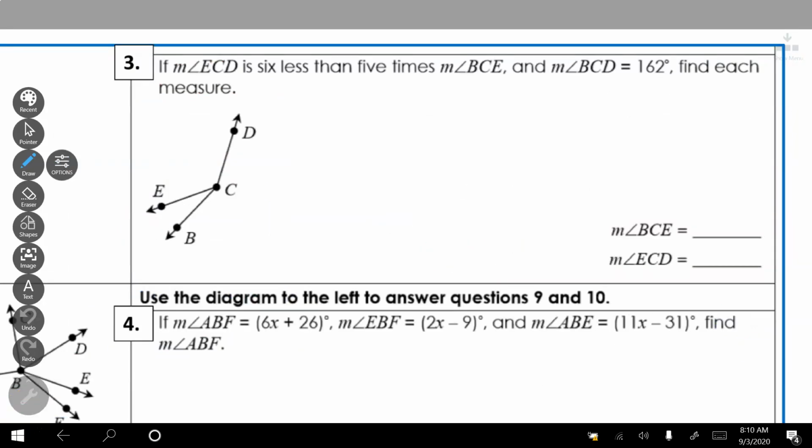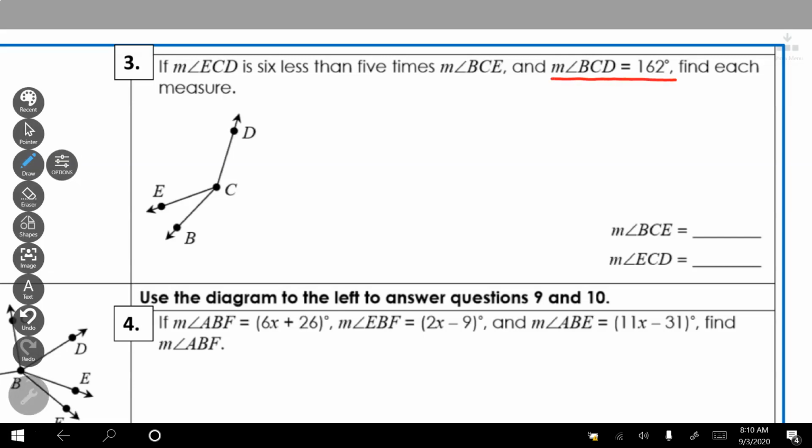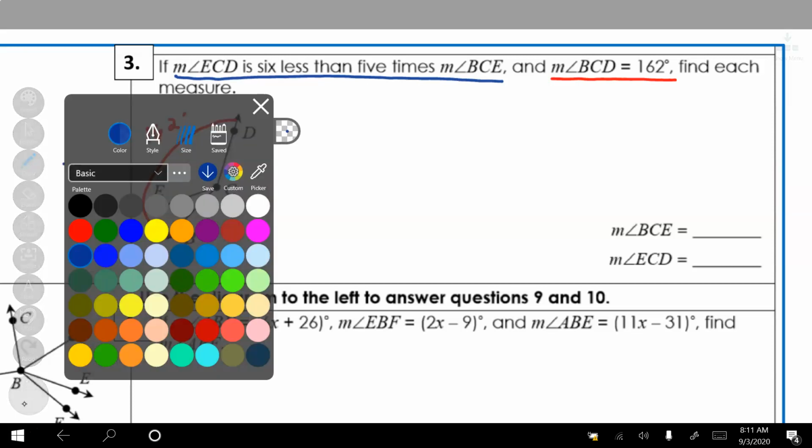So in this next problem, I'm really going to have to use my algebra skills because there's a lot I don't know. Well, the one thing I do know is the big angle BCD is 162 degrees, from here to here. But then it says, in an algebra expression, that the measure of angle ECD is 6 less than 5 times the measure of BCE.